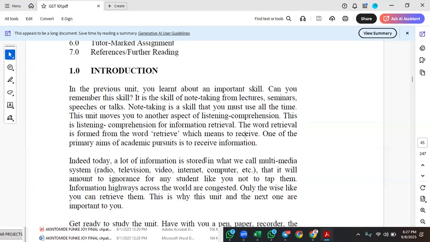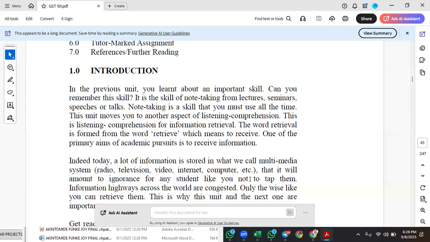Indeed, today, a lot of information is stored in what we call multimedia systems, like radio, television, video, internet, and computer. Of course, if you go to a meeting now, you will not need to do all the writing. If you don't want to stress yourself, what do you do? You put on the sound recorder on your phone, you record the whole thing, and when you get home, you can decide to start jotting it down in your jotter, to write the minutes of the meeting. You can start writing it just by playing and pausing. You play, you pause. When you get confused, you listen backward and forward, and so on and so forth. So for us to record information in this our generation is a whole lot easier than the previous generation. Now, that will amount to ignorance for any student like you not to tap them.